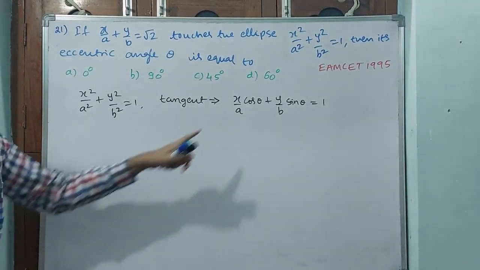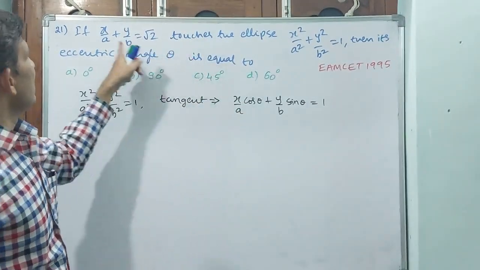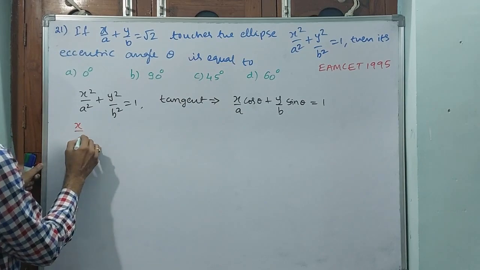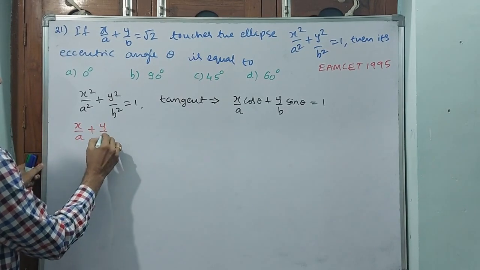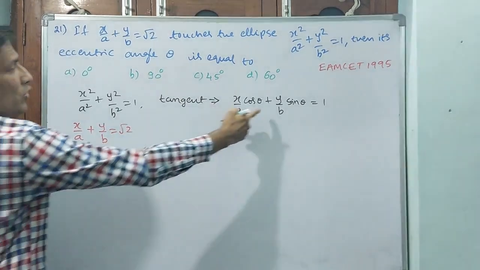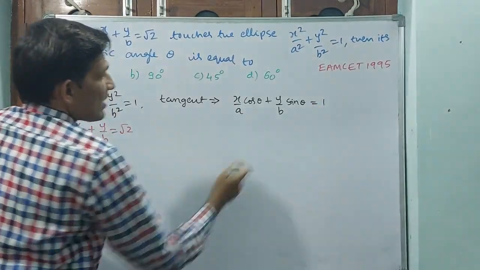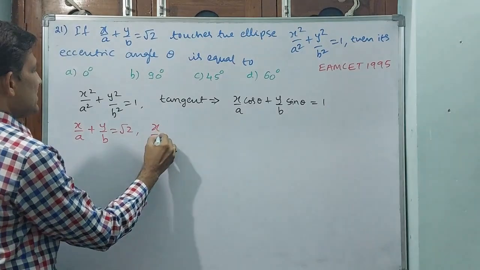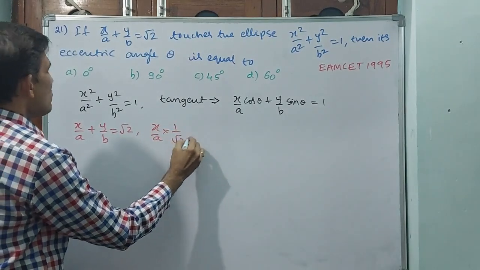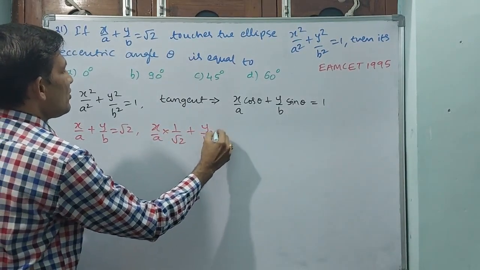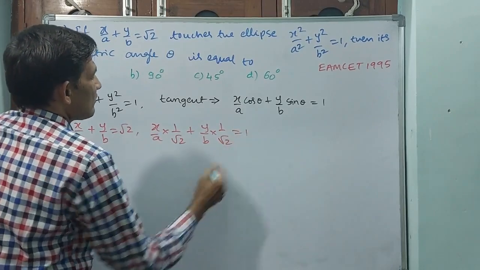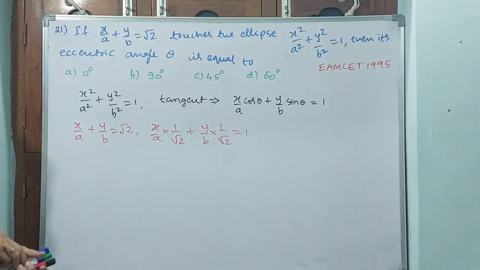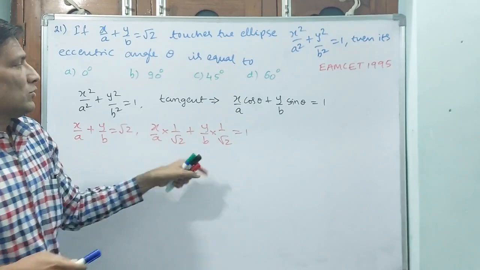Now you compare this with this one: x by a plus y by b is equal to root 2. If you compare, here 1 is not there, root 2 is there. Then you divide by root 2: x by a into 1 by root 2 plus y by b into 1 by root 2 is equal to 1. Is it okay now? Definitely okay.